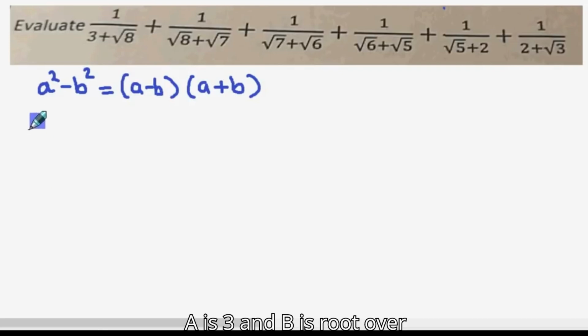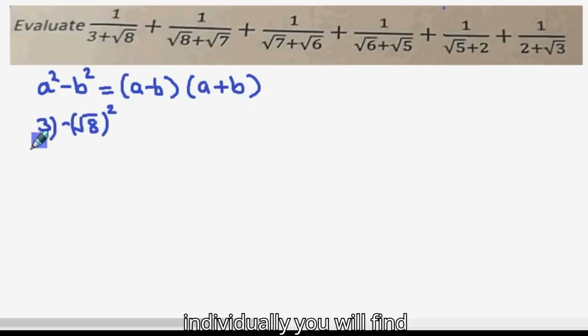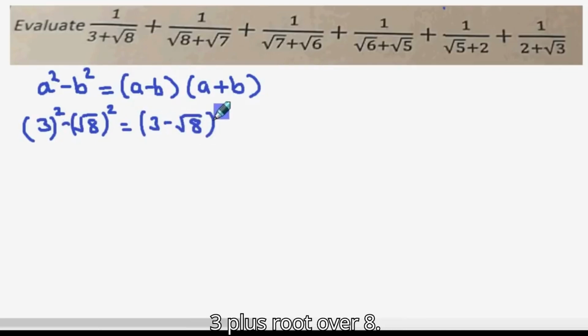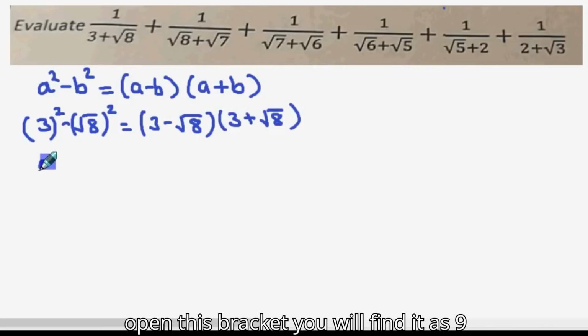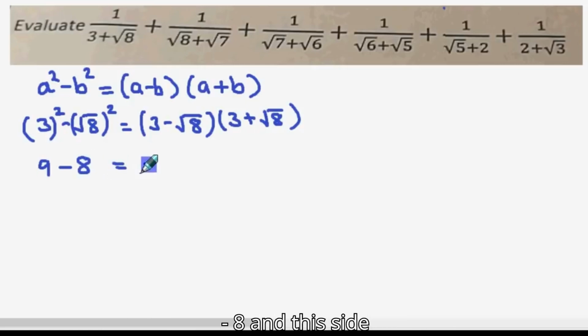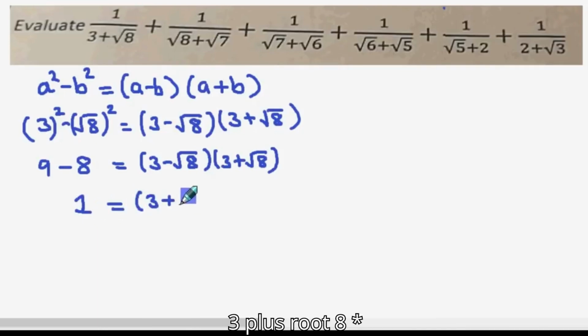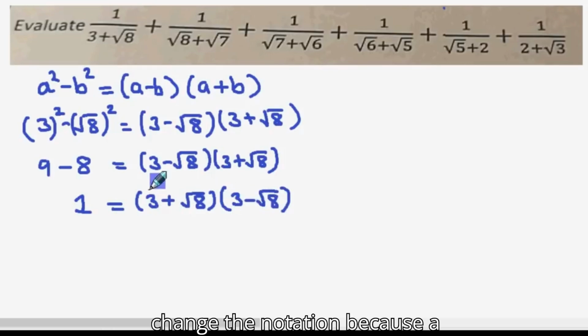Suppose a is 3 and b is root over 8, and if we square them individually, this can be written as 3 minus root over 8 and 3 plus root over 8. Now our task is just to open this bracket. You will find it as 9 minus 8, and this side is the same, 3 minus root 8 and 3 plus root 8. Now 9 minus 8 is 1. So we got 1 is equal to 3 plus root 8 into 3 minus root 8. I can change the notation because a into b is the same as b into a.